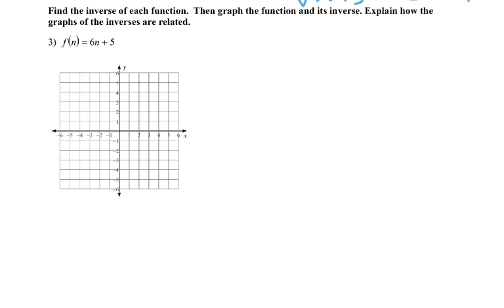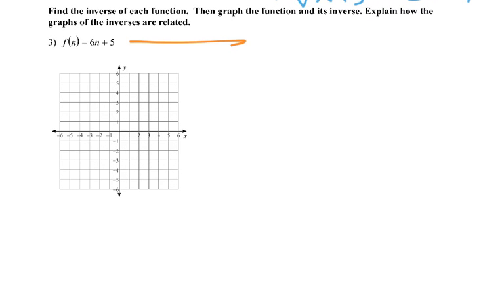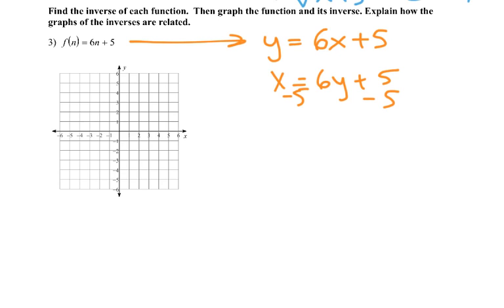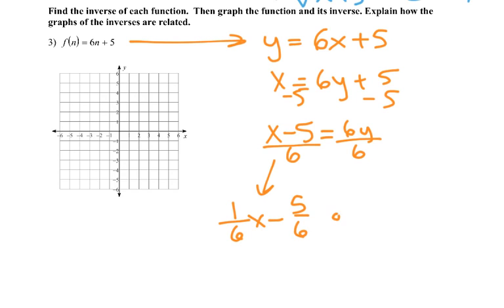Alright, so the last one now. Find the inverse of this, then graph the function and its inverse. So, change f of n to y equals 6n plus 5. Let's just change it to x, since we're graphing it. Swap the x and the y. Solve for y. Subtract 5 first, so x minus 5 equals 6y. Divide everything by 6. We can either write it as 1 over 6 x minus 5 over 6, or just x minus 5 over 6 for the inverse function.